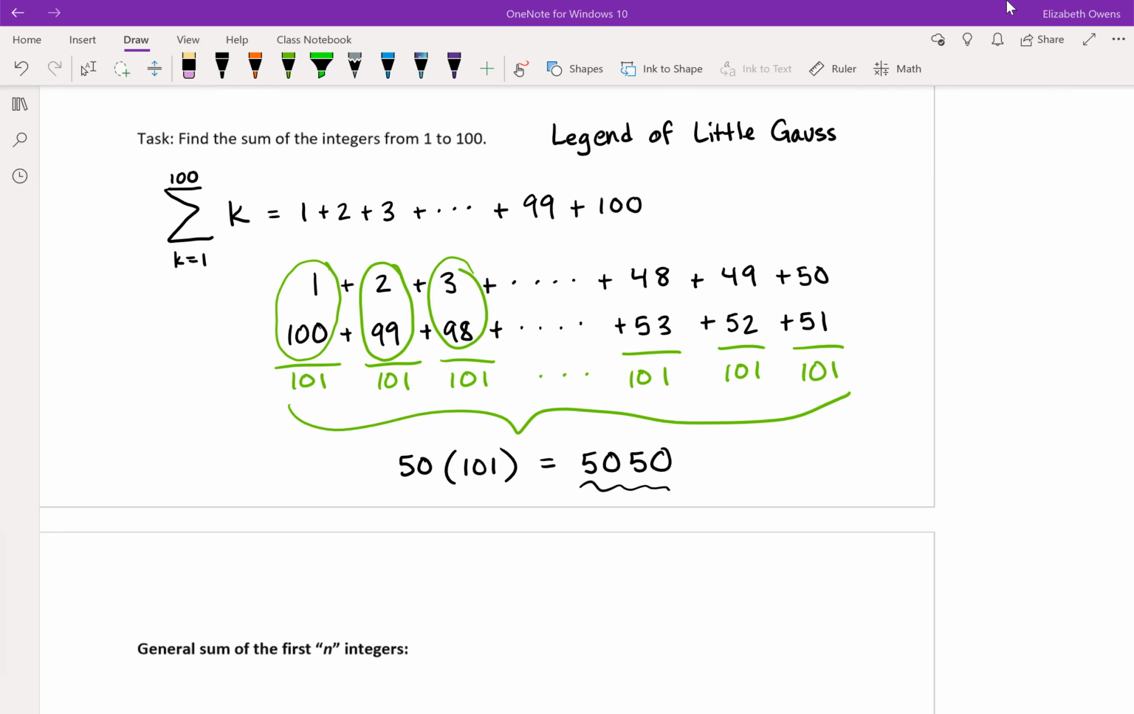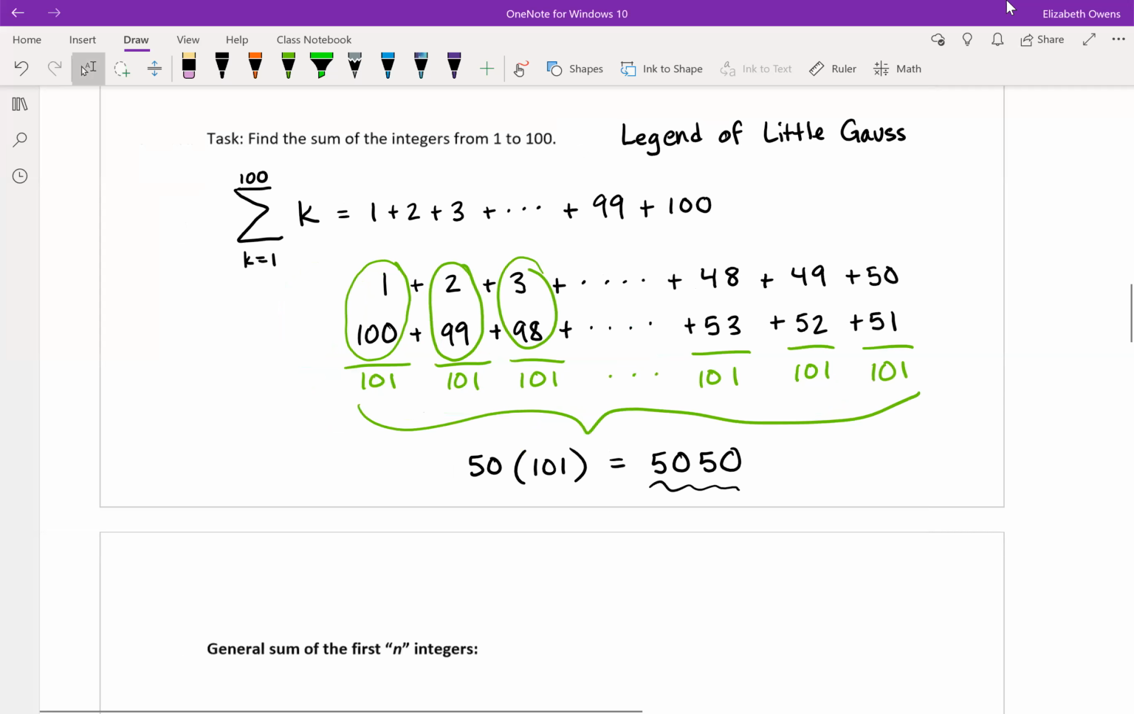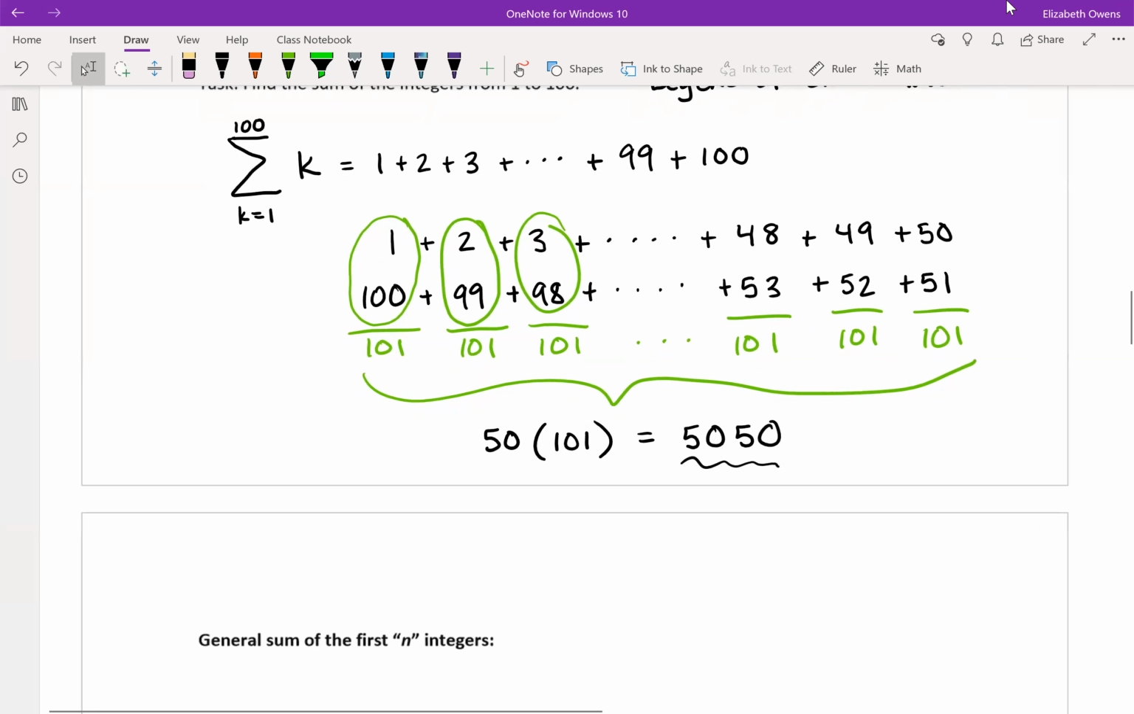Someone get him some Legos so he doesn't have to play with numbers. Nice. Yeah, back in the day, they didn't have video games, so they had to do stuff like this.